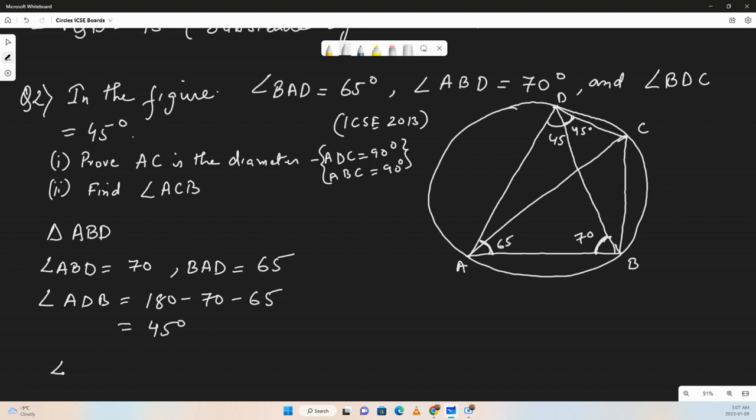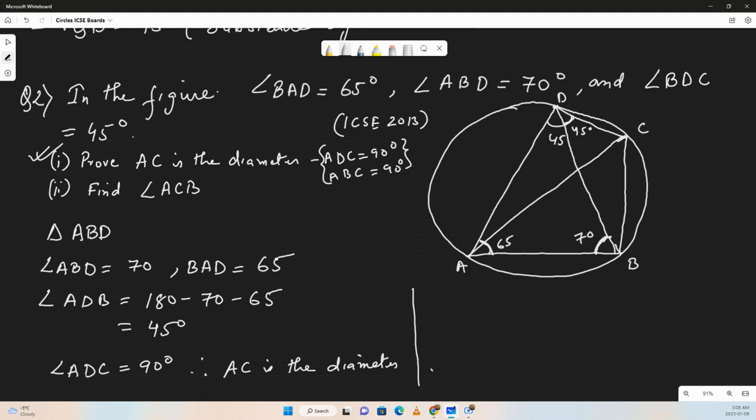So how much is angle ADC? That is equal to 90 degrees. So if an arc subtends an angle of 90 degrees, then that arc is a semicircle, right? So therefore AC is the diameter, right? Because AC subtends an angle of 90 degrees on the remaining part of the circle. So the first proof is done, right?